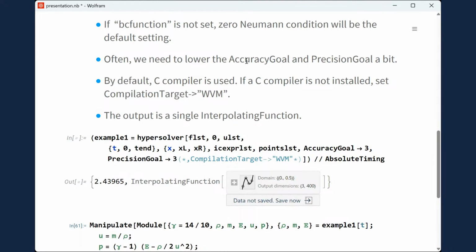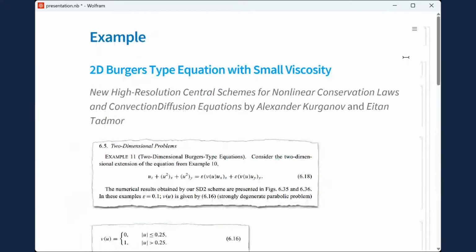Here, we need to adjust the accuracy goal and the precision goal a bit. You see, usually the default setting is higher than this. If I remember correctly, it should be 4 or 5 or 6. Let's see the next example.